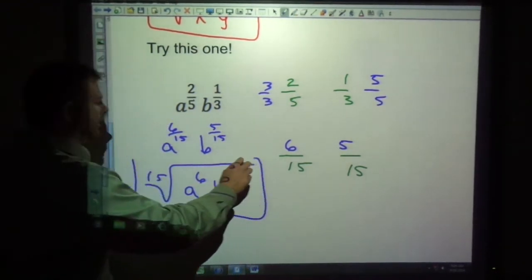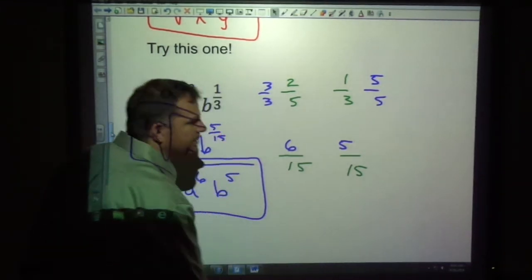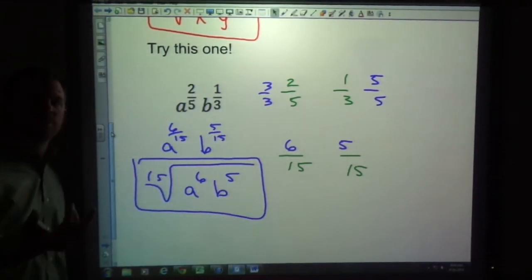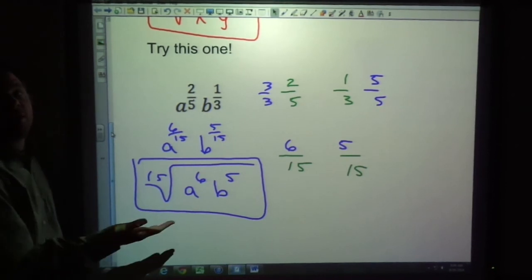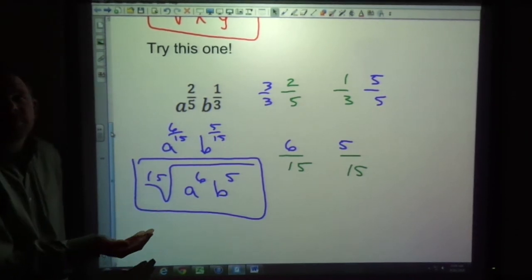Oh, that works. Even if I have different roots, now I have a strategy for how to approach that and how to attack it. So I don't need to freak out when I have different roots in my problem. It's going to be okay.